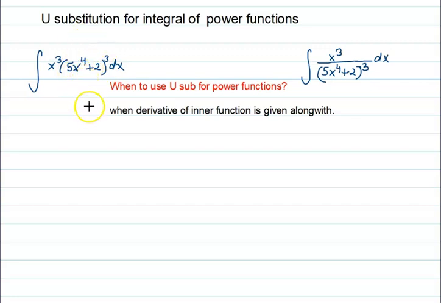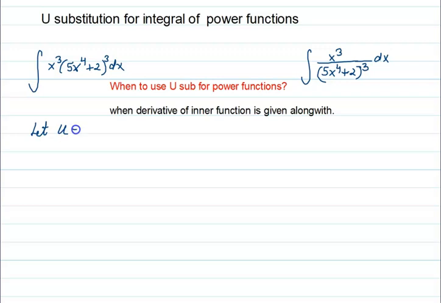It's not necessary that the derivative is given in exactly the same form, but the variable part of the derivative must be there. For example, here the function is 5x raised to 4 plus 2 and its derivative is 20x cube. The variable part of 20x cube is given here. So don't worry, we can manipulate this function a little bit to make it exactly 20x cube. So let us see how we work on these kinds of functions.